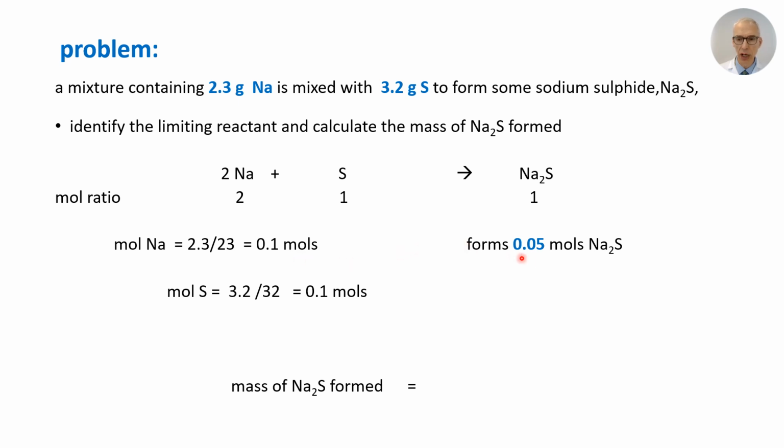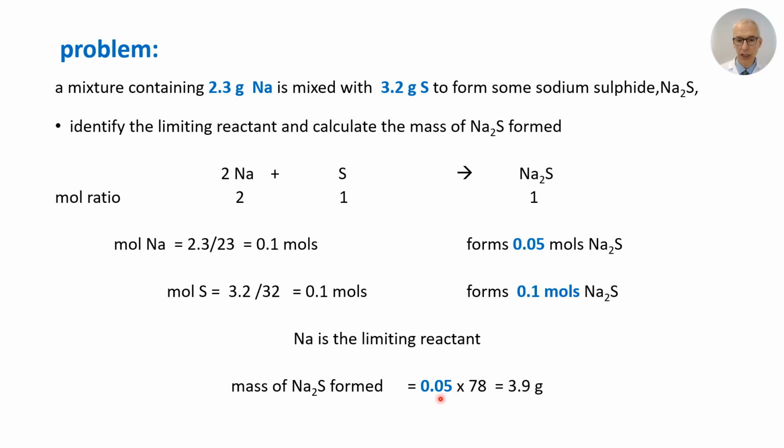0.1 moles of sodium could only form 0.05 moles of sodium sulfide, 2:1. However, 0.1 moles of sulfur could form 0.1 moles of sodium sulfide. It's a 1:1 reacting ratio. So which is the smaller numbers of moles? The sodium sulfide coming from the sodium. So sodium is the limiting reactant. So it's the moles of product formed from the sodium that we use to calculate the mass of sodium sulfide formed. So numbers of moles of sodium sulfide times 78 equals 3.9 grams.